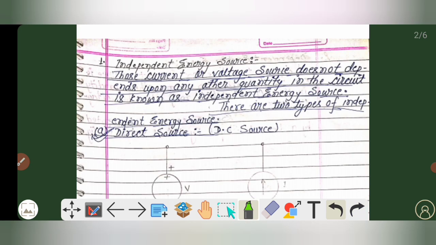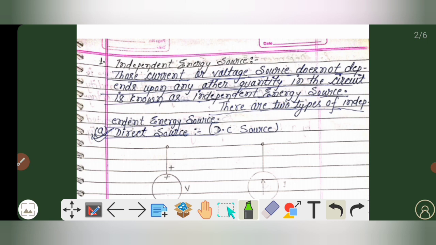Now, my dear friends, first of all, we will see what an independent energy source is. According to the definition, those sources, either current or voltage sources, which don't depend upon any other quantity in the circuit, are known as independent sources. Further, the classification of independent sources is divided into two parts. As you can see here, there are two types of independent sources.